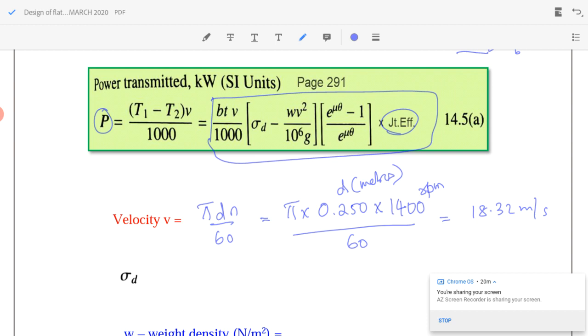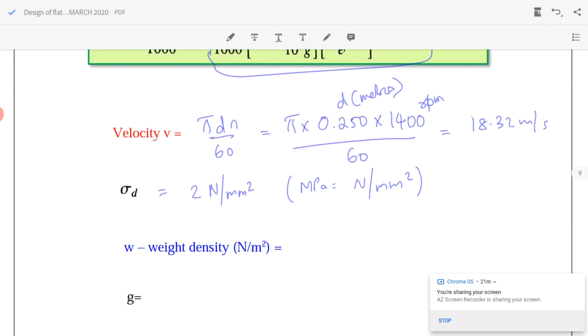Now, given sigma d equal to the maximum stress the belt can withstand, equal to 2 Newton per mm square, that is 2 megapascal. Sigma d equal to 2 megapascal, which is same as 2 Newton per mm square. 1 megapascal is same as 1 Newton per mm square. So we got the value of velocity and sigma d. Then W is the weight density, which should be substituted in Newton per meter square.